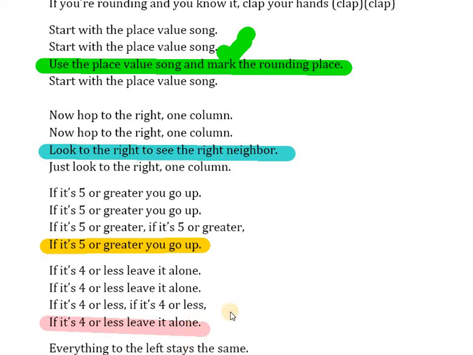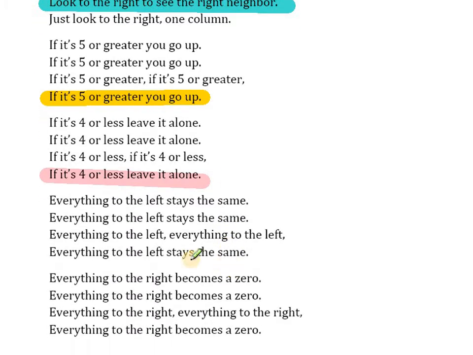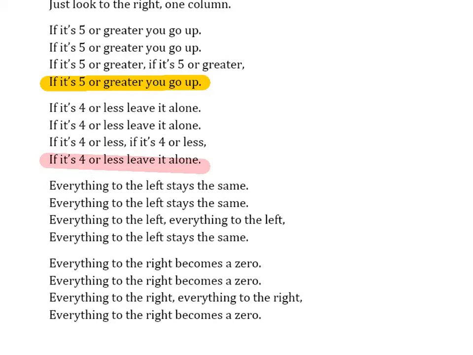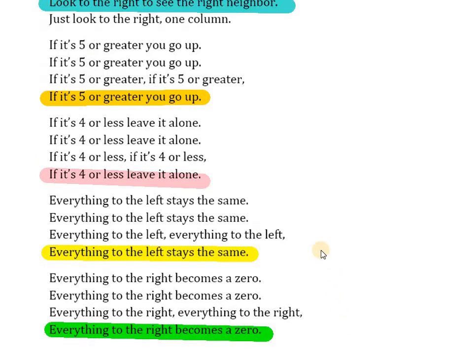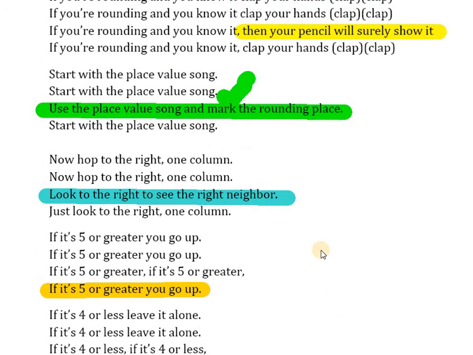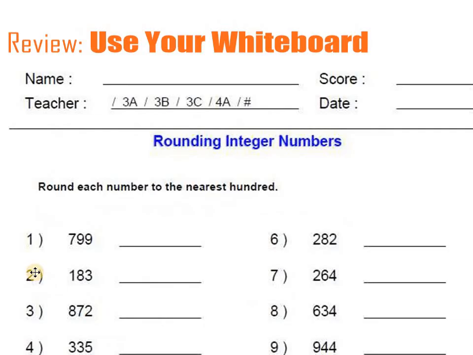If you have numbers on the left of the rounding place, everything on the left stays the same. And everything to the right of the rounding place becomes a 0. So we're going to use these steps to help us with rounding. Let's practice. I'm going to start here, and the instructions say, round each number to the nearest 100.